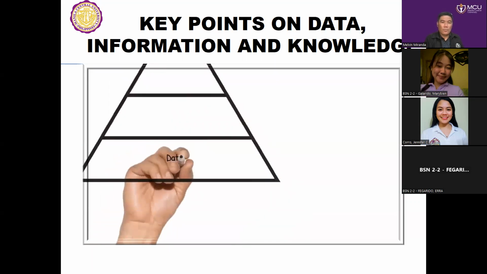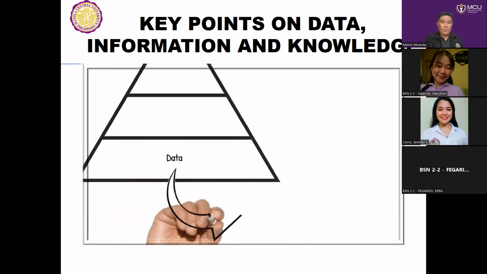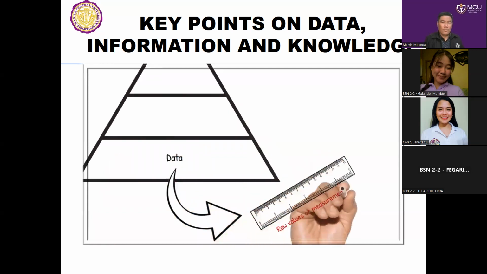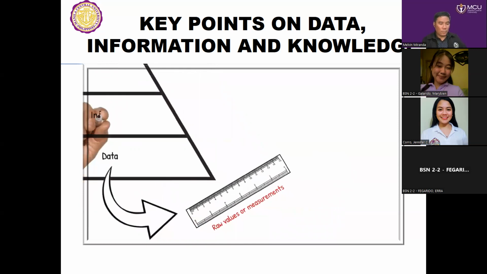At the base of the pyramid, we have data. Data is very abundant, but it is also relatively meaningless. Data consists simply of raw values or measurements.